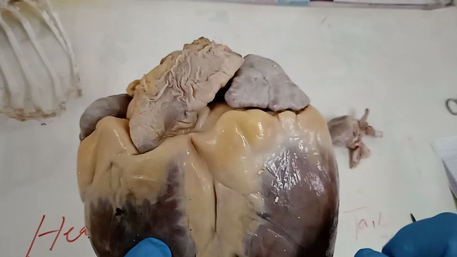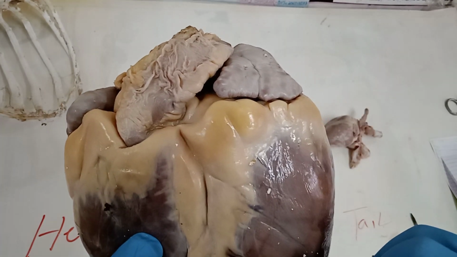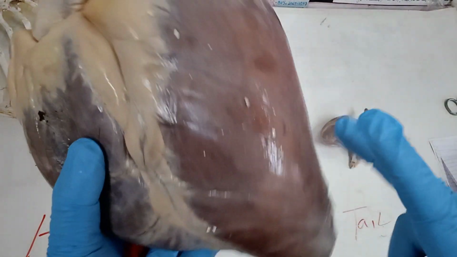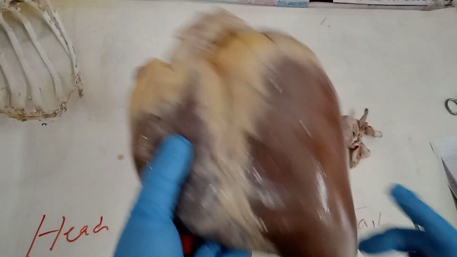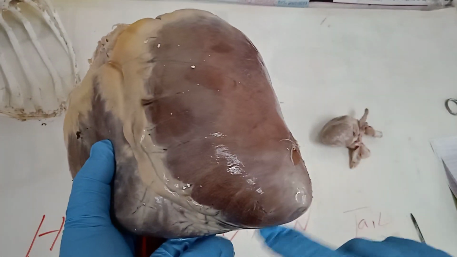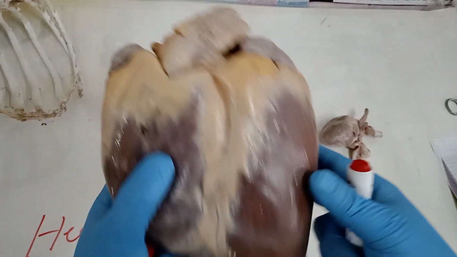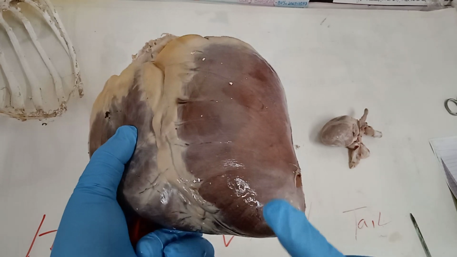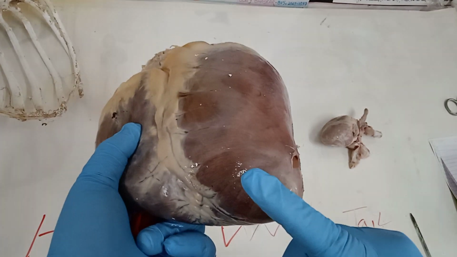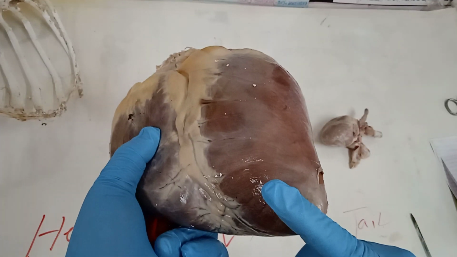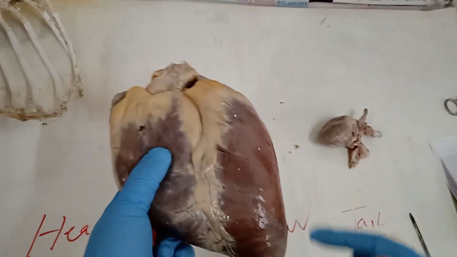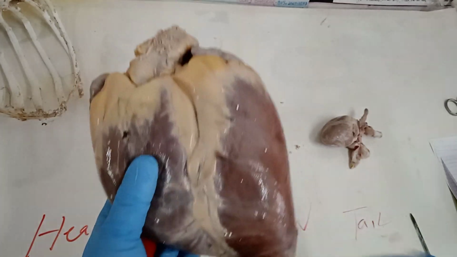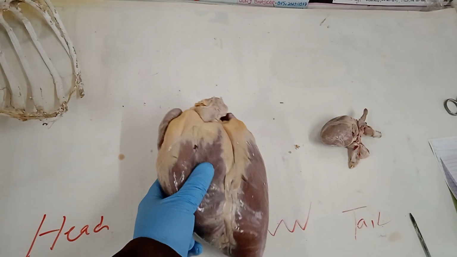In case of the pig, usually the heart is short, and the apex is blunt. If you see the heart of the elephant, the prominent feature is that the apex is usually double. There are two apices in the heart of the elephant. And in case of the fowl, usually the heart is very elongated, having three surfaces.